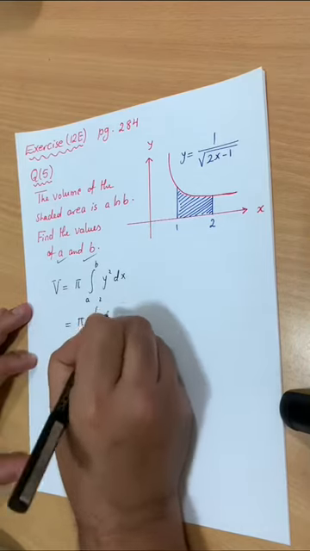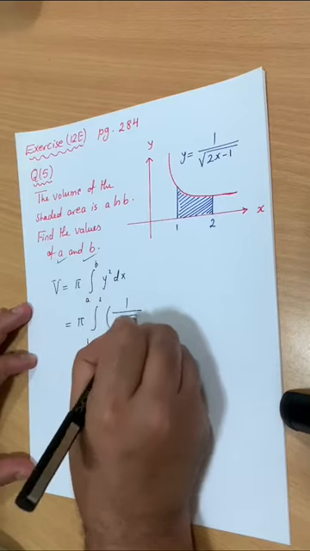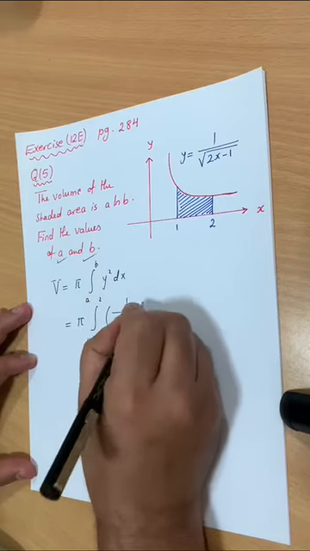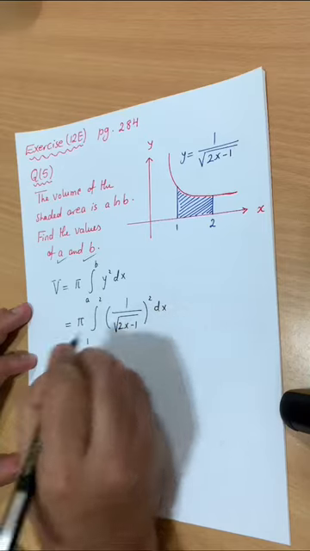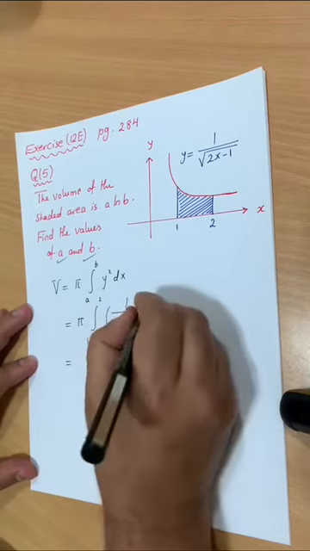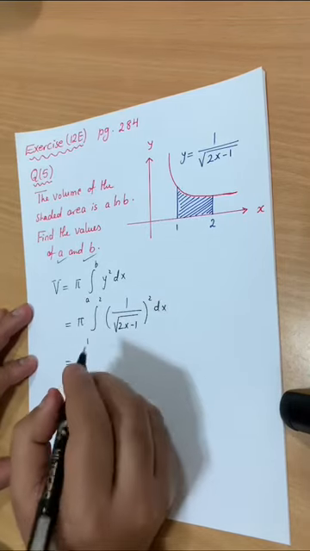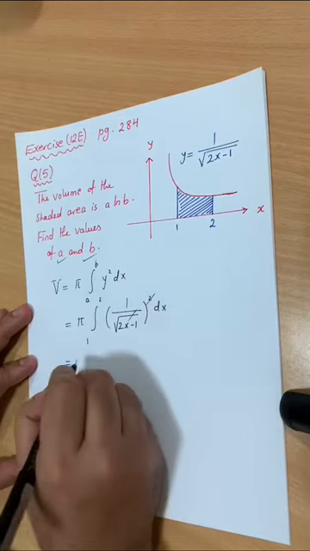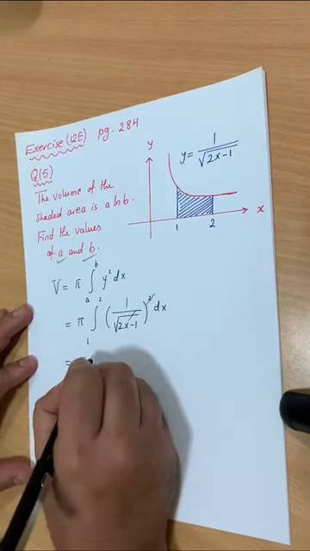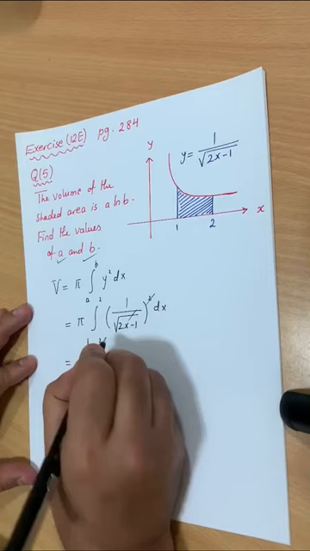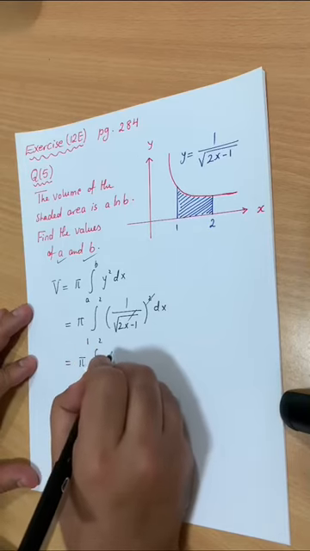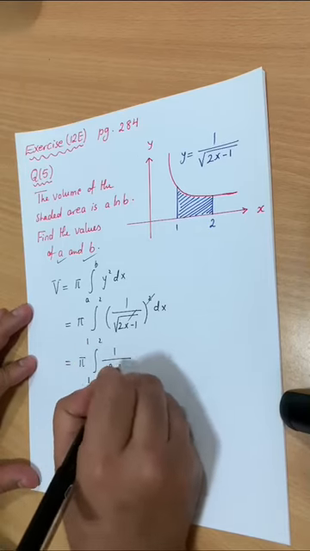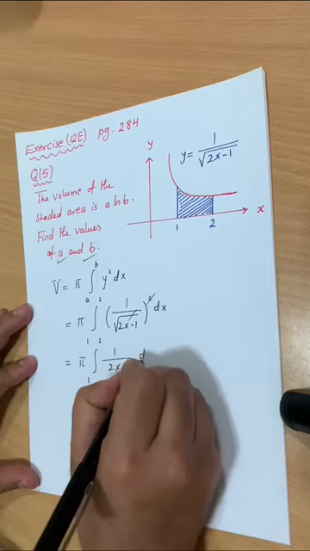Limits from 1 to 2, squaring of 1 over square root of 2x minus 1, all to the power of 2 dx. So squaring of the 1 will give you 1, squaring of the square root will cancel, so you have pi, integration from 1 to 2 of 1 over 2x minus 1 dx.